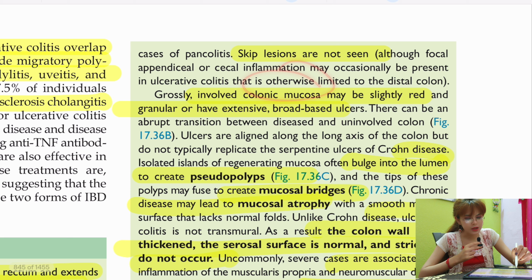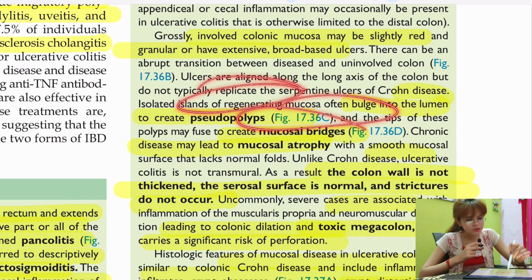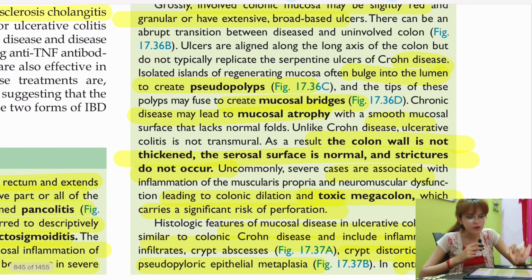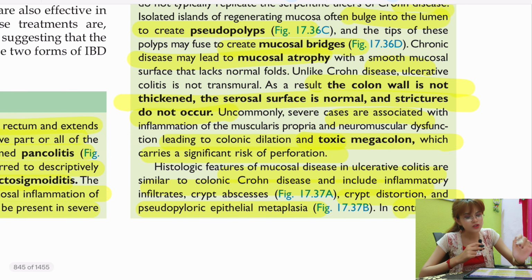The involved colonic mucosa may be slightly red or granular, and there may be pseudopolyps, mucosal bridges, mucosal atrophy. The colon wall is not thickened. So please understand here that chronic disease may lead to mucosal atrophy with a smooth surface that lacks normal folds. Because this is not a transmural disease, there is basically mucosal atrophy over here, and therefore the colon wall is not thickened. The serosal surface is normal and strictures do not occur. Because it is not thickened, there is no stricture. The serosal surface is rather normal. Okay, and you may also have toxic megacolon, which has a significant risk of perforation.